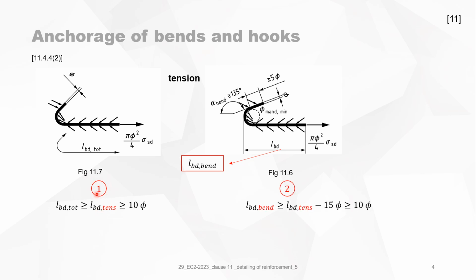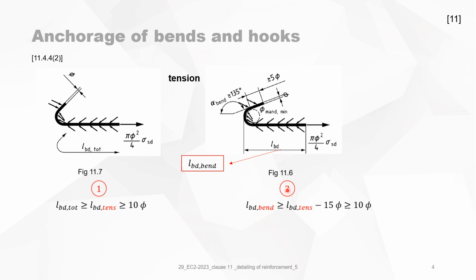That's condition 1. But now there's a condition 2, which says that LBD bend, which is this distance, must be bigger than LBD minus 15 phi. So you take the anchorage length of a straight bar, calculate it, and you subtract 15 times the diameter, with a minimum of 10 phi in total. Then you have the needed anchorage length for a hook or a bend.